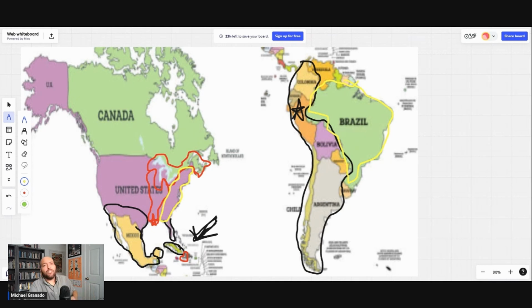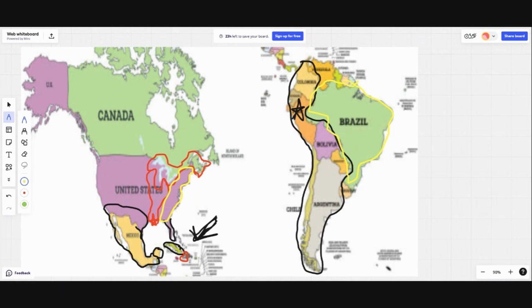And the English are going to colonize specifically the eastern coast of the United States. We have the original 13 colonies that are going to be there.